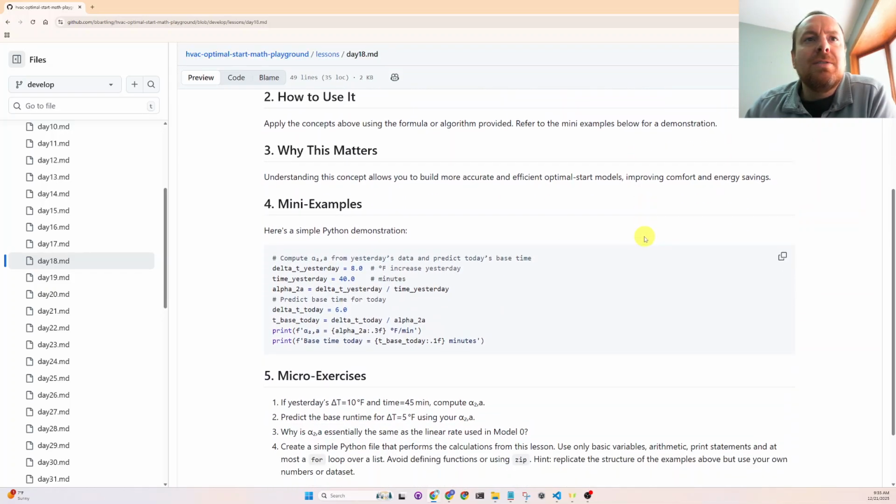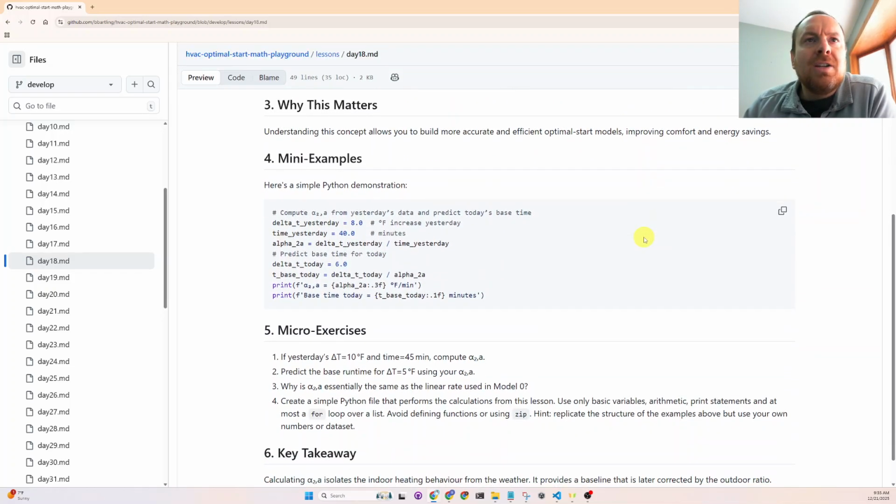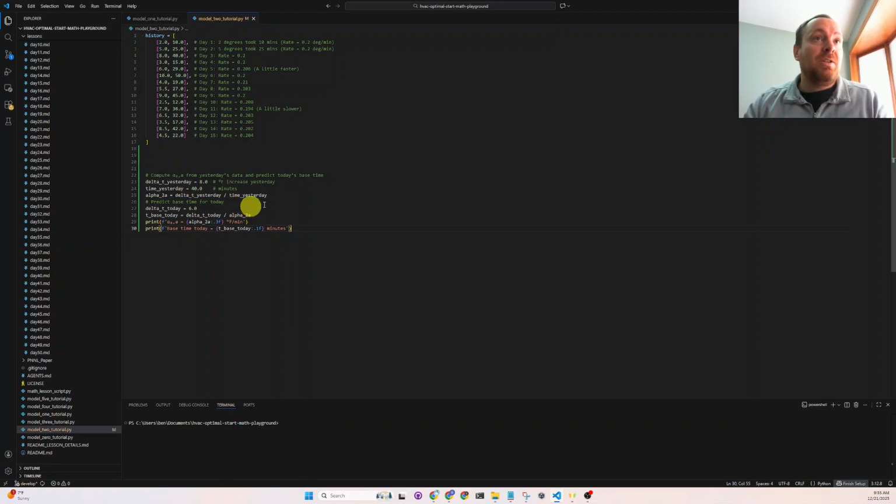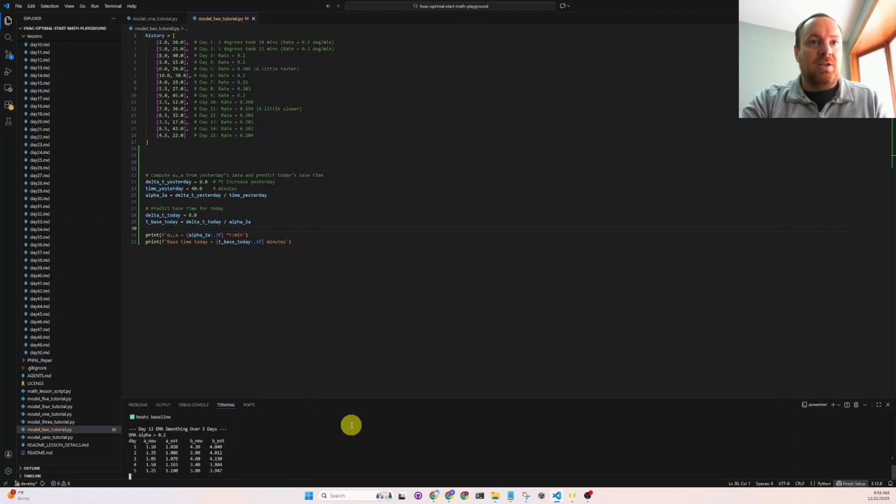Okay, getting more into the weeds of this, let's make our handy dandy Python snippets here. We can look at this in more detail. So we can just do a Python math lesson script.